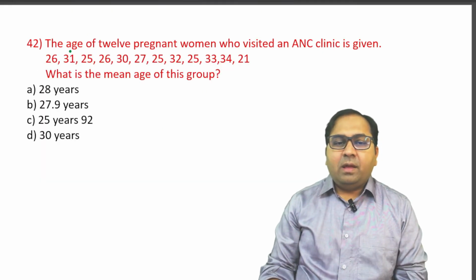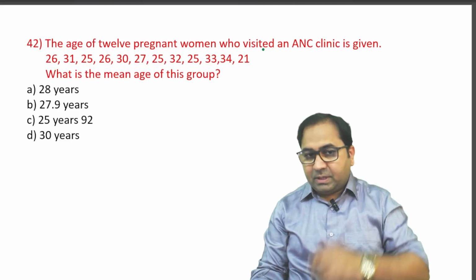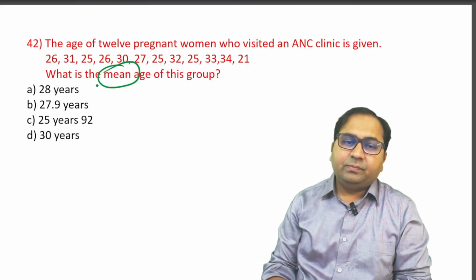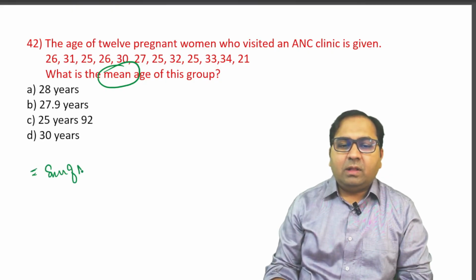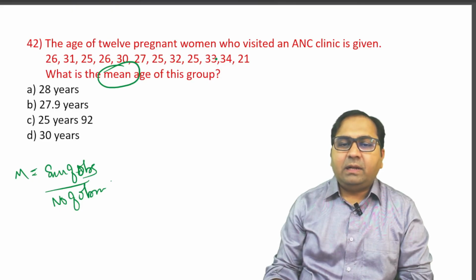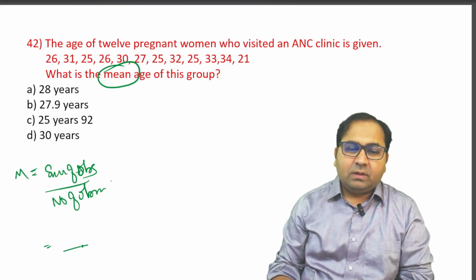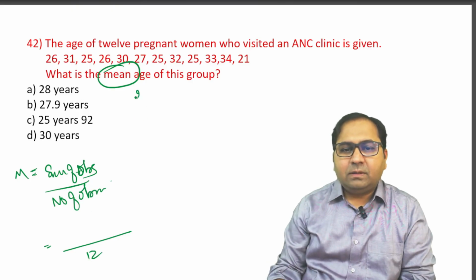Next question. The ages of 12 pregnant women who visited the ANC clinic are given as follows. So what is the mean age? It is a simple question. Mean is equal to sum of all the observations by number of observations. How many observations are there? 1, 2, 3, 4, 5, 6, 7, 8, 9, 10, 11, 12. 12 observations are there. Let us total all the numbers.